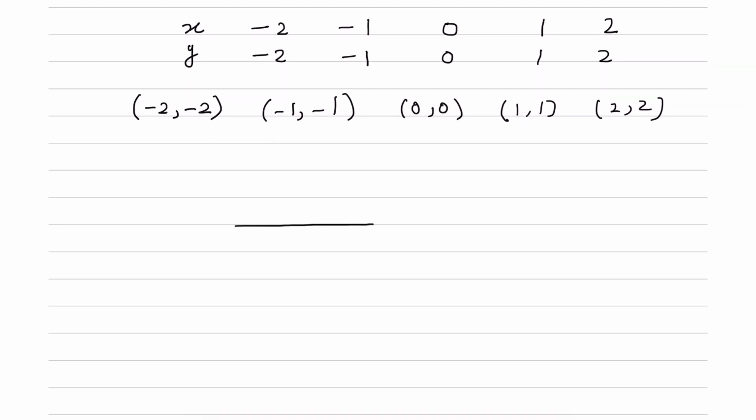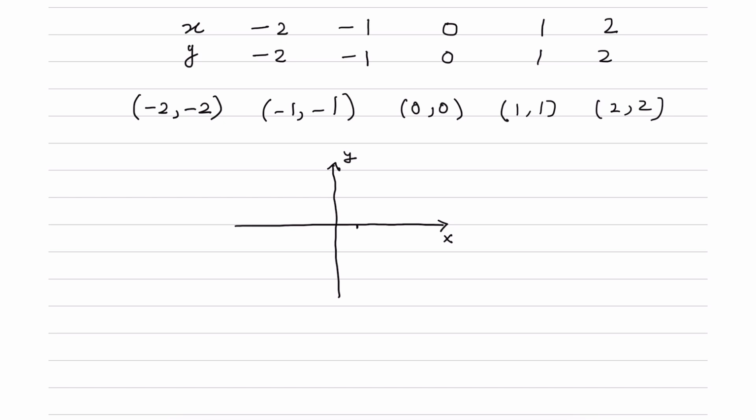What plane? A plane is composed of two axes. One is the x-axis and another is the y-axis. So we locate these points (-2, -2), (-1, -1), (0, 0), (1, 1), (2, 2) on this plane. The x-axis is also called the horizontal axis and the y-axis is also called the vertical axis. So we locate the points.